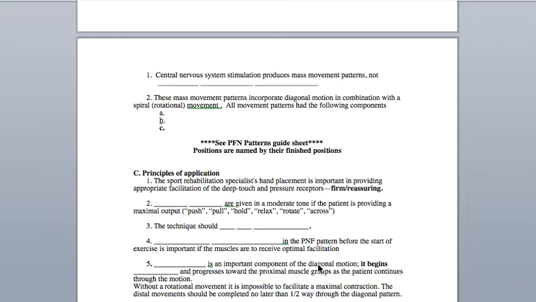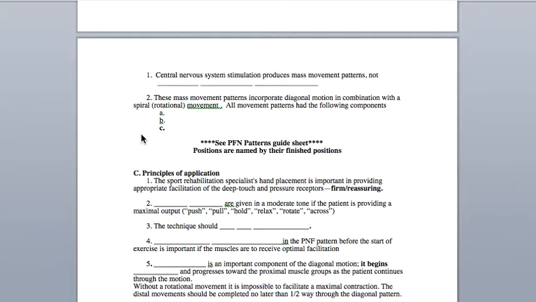in here. The central nervous system stimulation produces mass motor patterns, not straight line movements. So not straight line movements. And these mass movement patterns incorporate diagonal motion in combination with rotational movement. So all the movement patterns, the D1 going from flexion to extension, or D2 flexion to extension, or vice versa, will have these 3 components.